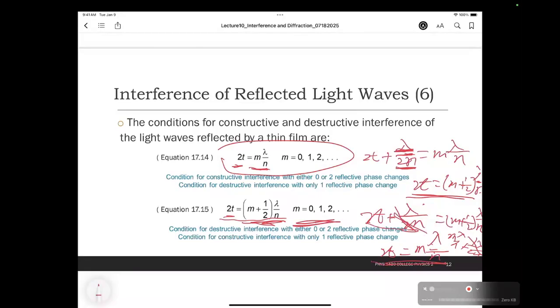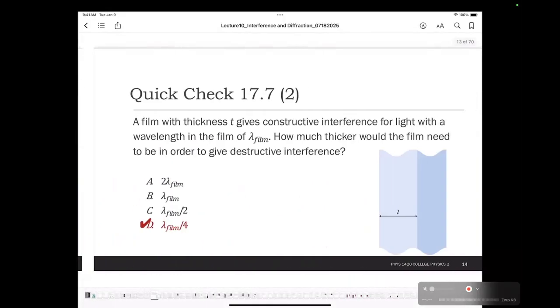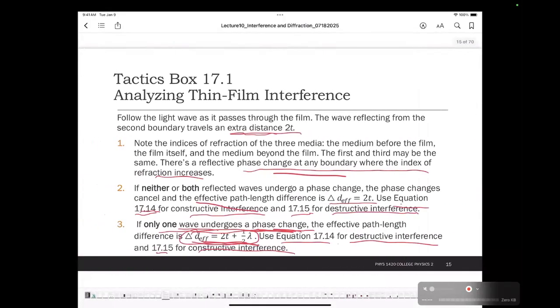So which means for the case where only one wave undergoes a phase change, the effective path length difference is this one, and use equation 35.4 for the destructive interference, and 35.5 for constructive interference. Does it make sense to you? Okay, any question, just let me know.